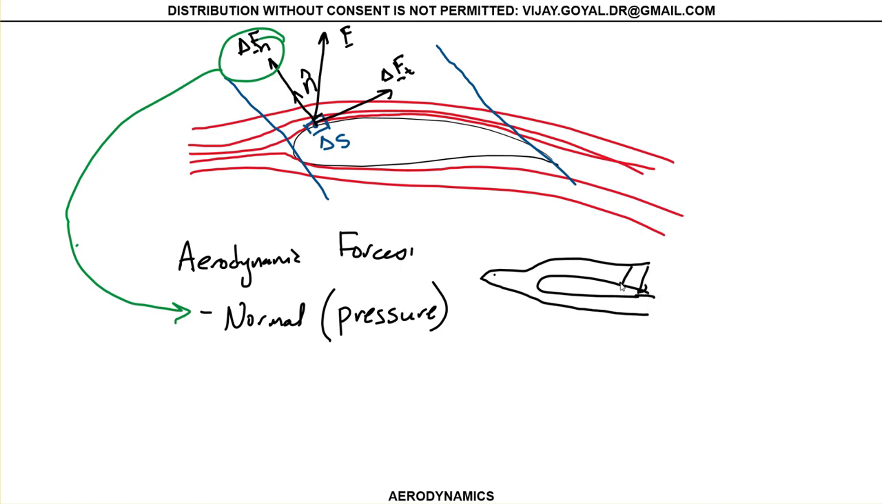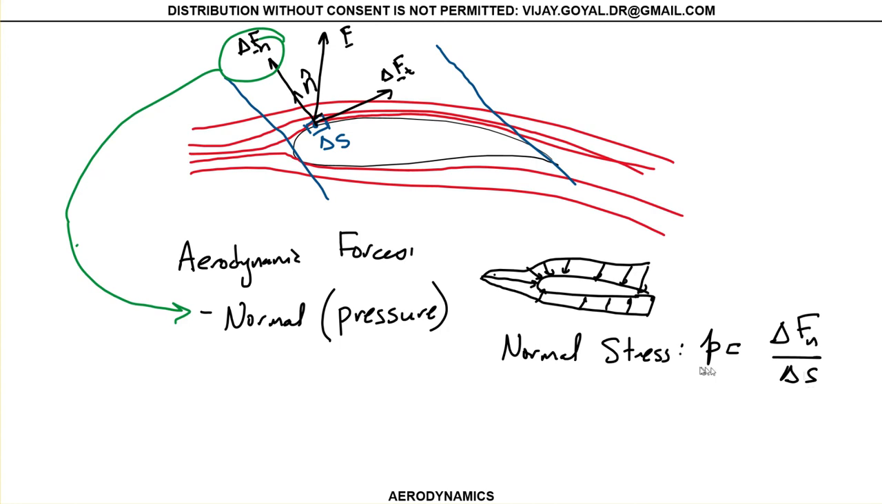And it's always normal to the surface. It's at 90 degrees. At every single point it is at 90 degrees to the surface. Your pressure distribution is going to look something like that, and we will talk about that in a few minutes. So this is going to produce normal stresses, and the normal stress of this pressure is going to be my delta F normal divided by delta A.